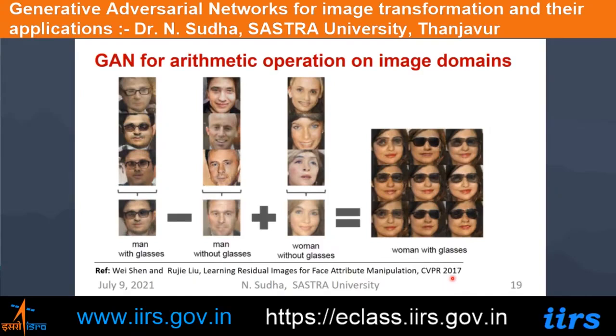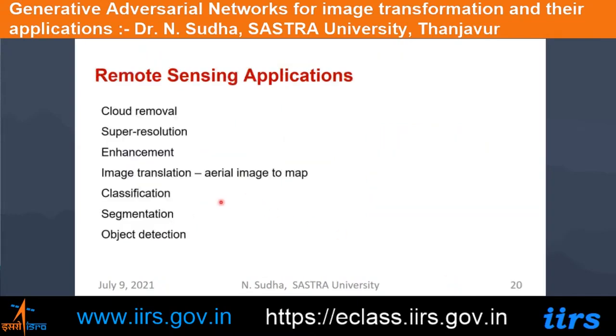Okay, let us move on to the remote sensing applications of GAN. In remote sensing, it is very useful for cloud removal, and for generating super resolution images from low resolution images, and for enhancement. Sometimes edge enhancement can be done. And for image translation, we have already seen aerial image to map image translation. These are very good applications of this.